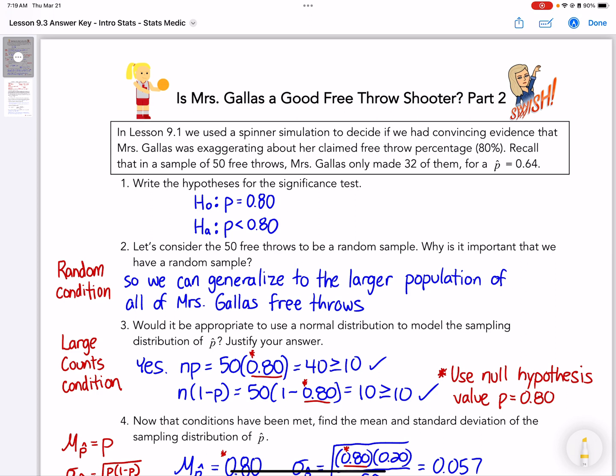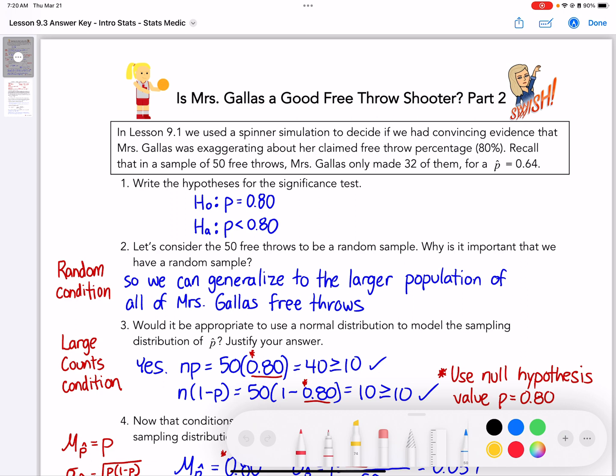In lesson 9.1, we used a spinner to simulate to decide if we had convincing evidence that Miss Gallus was exaggerating about her claim of a free throw percentage of 80%. Remember that the sample was 50 free throws, so that would have been my n, and Miss Gallus only made 32 of them, 32 out of 50, for a p-hat of 64%. Remember, p is a hat because it's a statistic, which means I have some data that's collected, and I have a conclusion from my data.